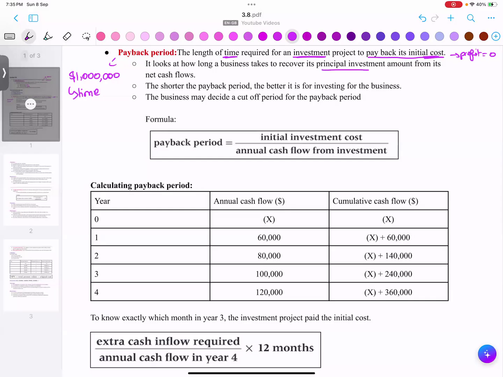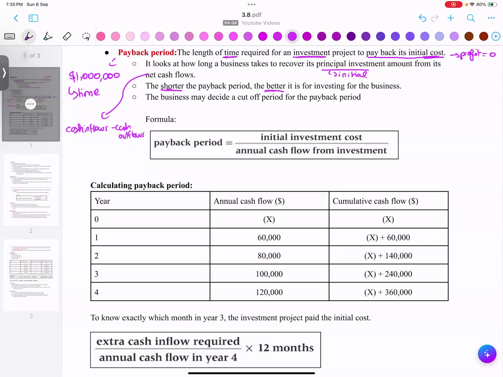from its net cash flow. So basically, the initial investment, from its net cash flows, meaning net cash flow, we did this in our past videos, section 3.7, which is basically cash inflows minus cash outflows. The shorter the payback period, the better it is for investing for the business.